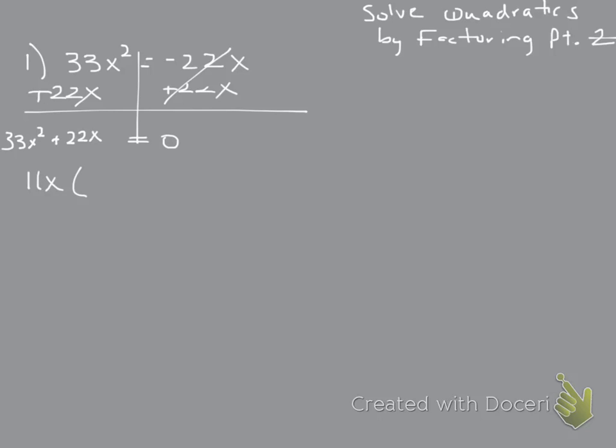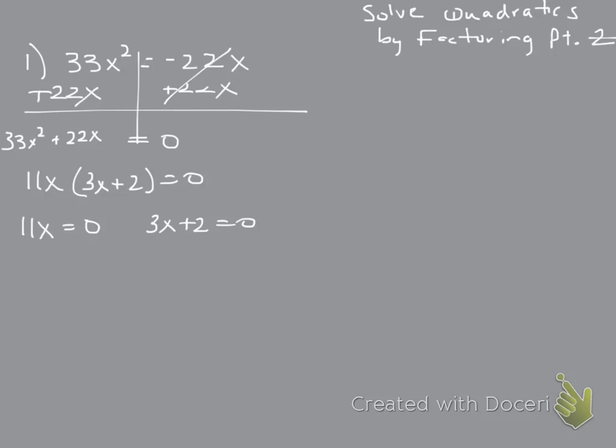What's left? 33x squared divided by 11x is 3x. 22x divided by 11x is plus 2. And that all equals 0. Can I do anything else to either one of my two factors? No. So what do I do now? I set each factor equal to 0: 11x equals 0, and 3x plus 2 equals 0.